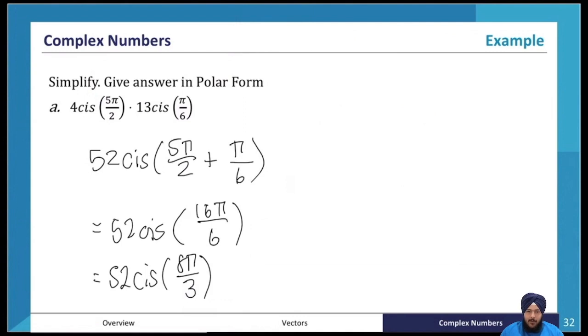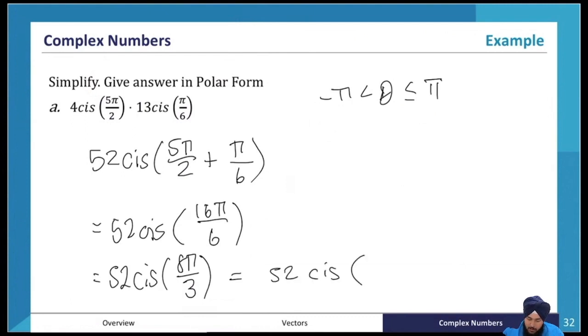It looks like we're done, but we're actually not done. What do we know? We know that our domain is negative pi to positive pi. So we need to get our answer to that form. What we need to do is subtract 2 pi to get it to that domain. So 52 cis 8 pi on 3 minus 2 pi, which is 52 cis 2 pi on 3. That is our answer. 52 cis 2 pi on 3. And we just leave it like that.